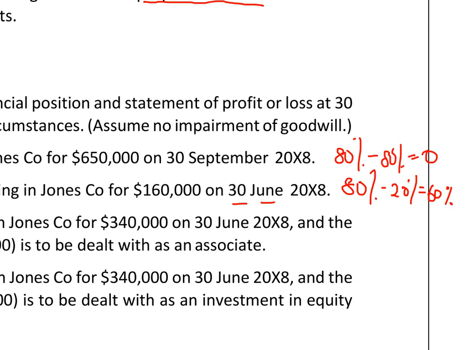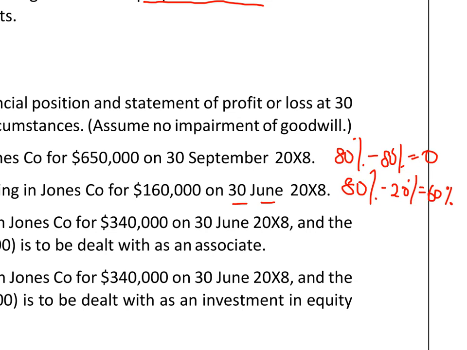First October to 30th September. I own 80%. All the way until here, I own how many percent? 60%. So let's put it this way. I own 80% for 9 months, and I own 60% for 3 months. You okay? So now, do I have NCI? Yes. For the first 9 months, I'm going to share the profit 80%. NCI will be 20%. For the next 3 months, I'm going to share my profit 60%, and NCI will be 40%. So we have to split 9 months and 3 months.